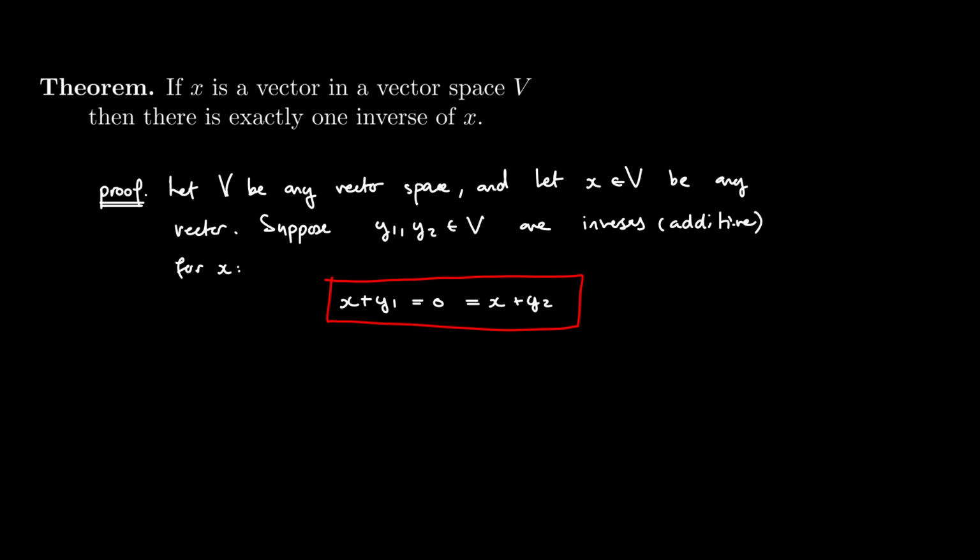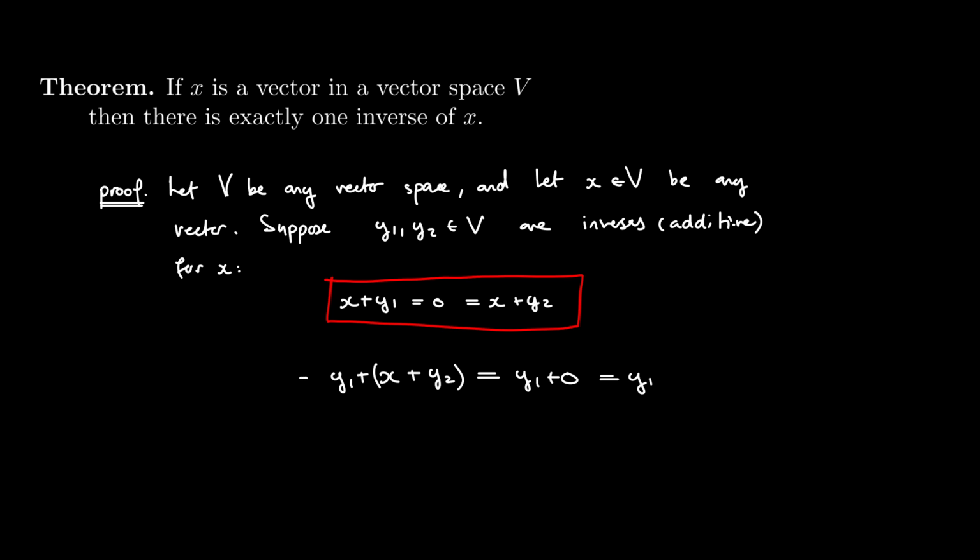Okay, so let's prove this. If I take y1 plus x plus y2, let's see what happens here. Firstly, as we've noticed that x plus y2 is equal to 0. So this here is just equal to y1 plus 0. And then because 0 is the zero vector, I just get that this is equal to y1.